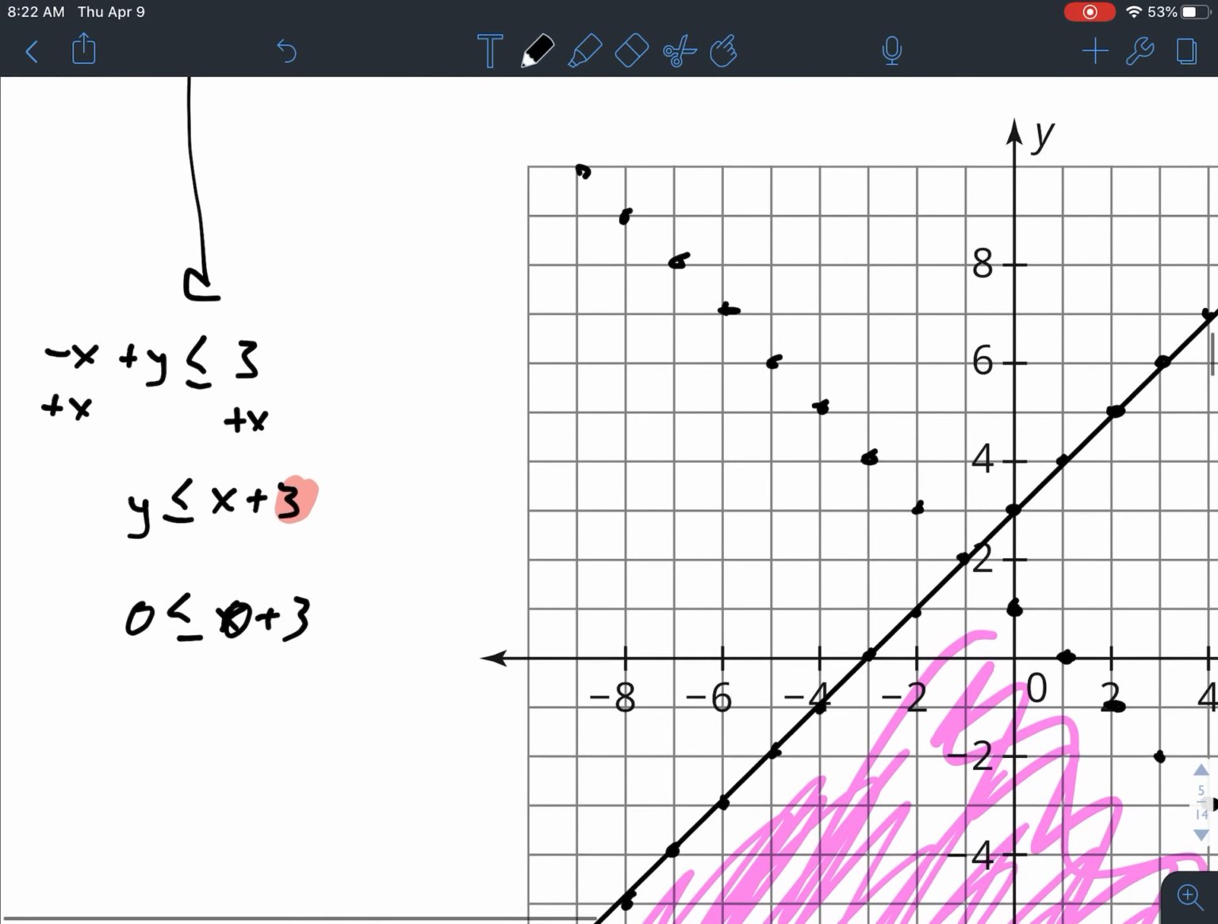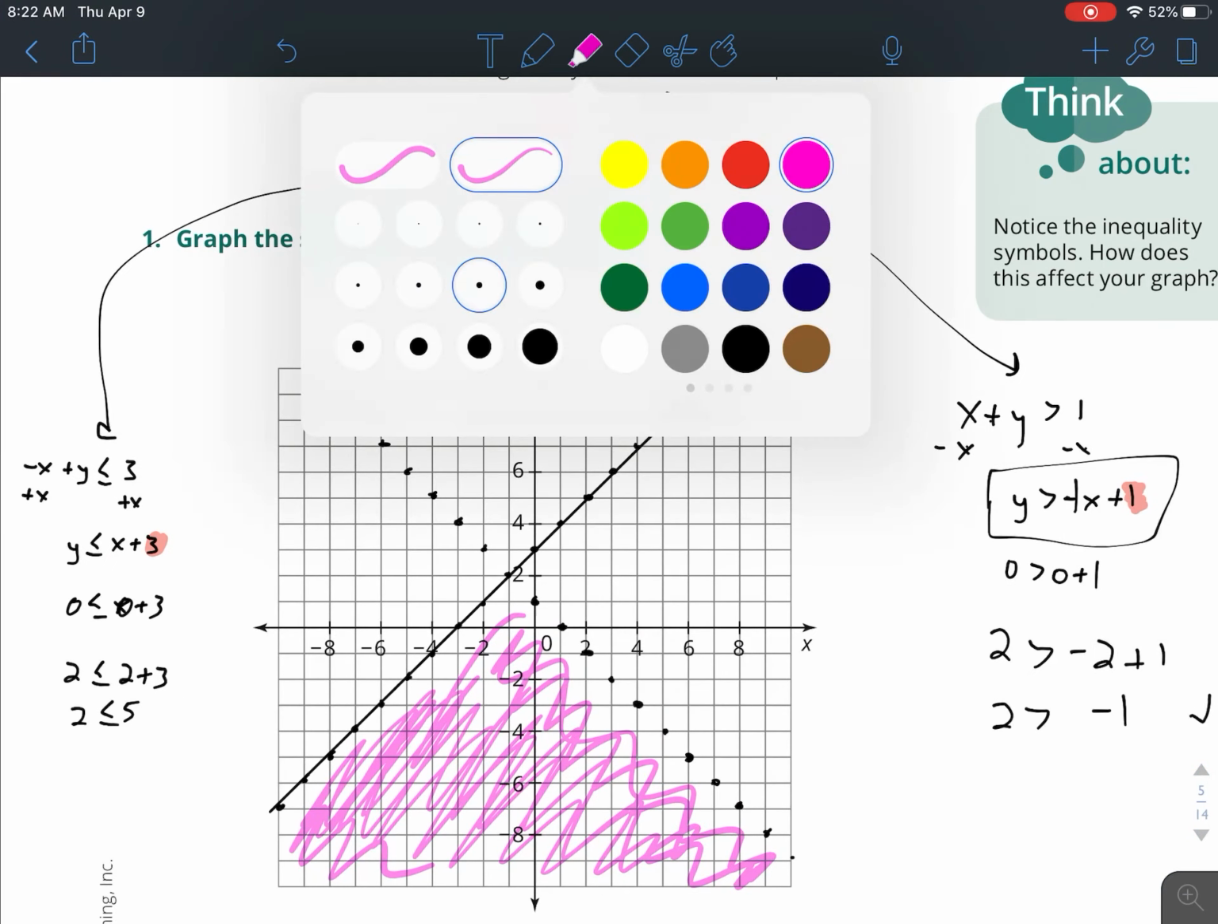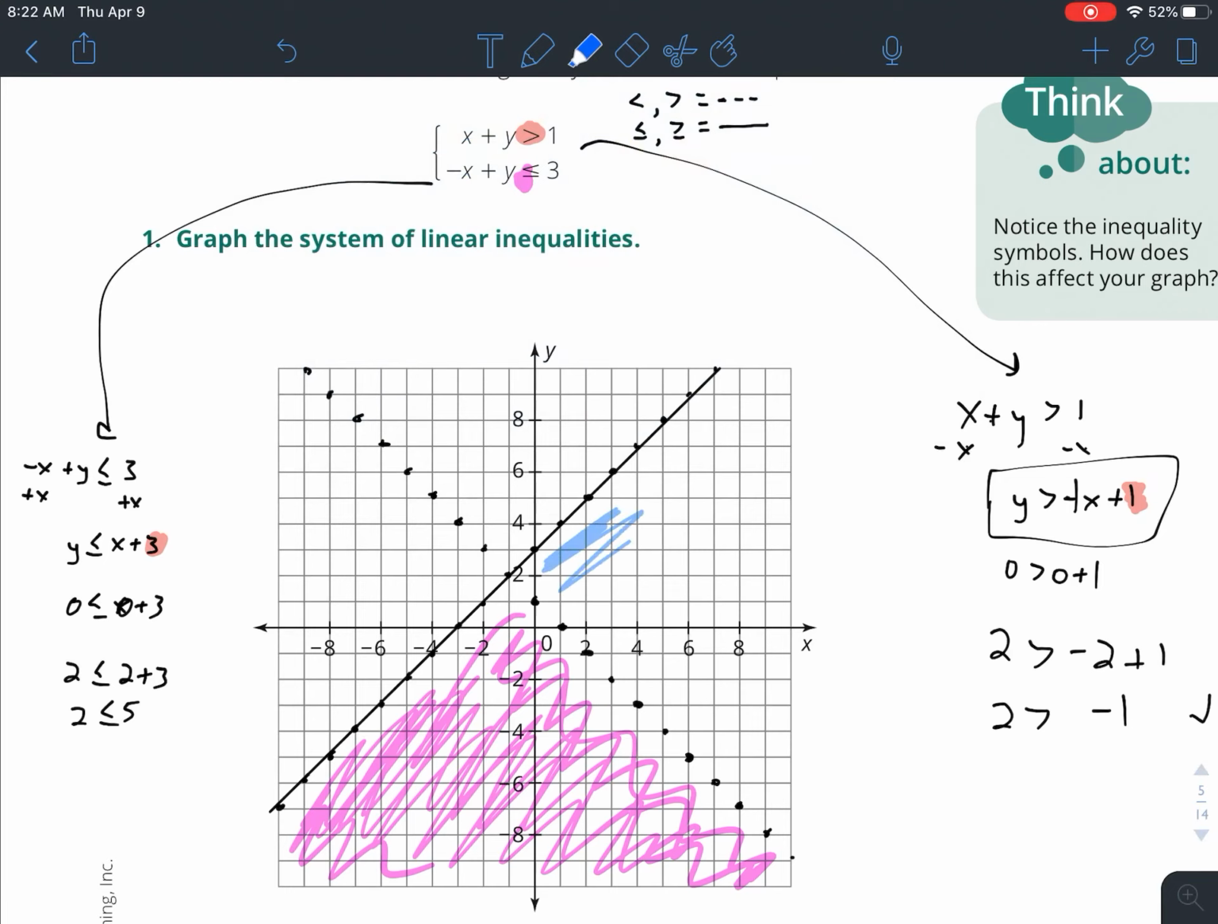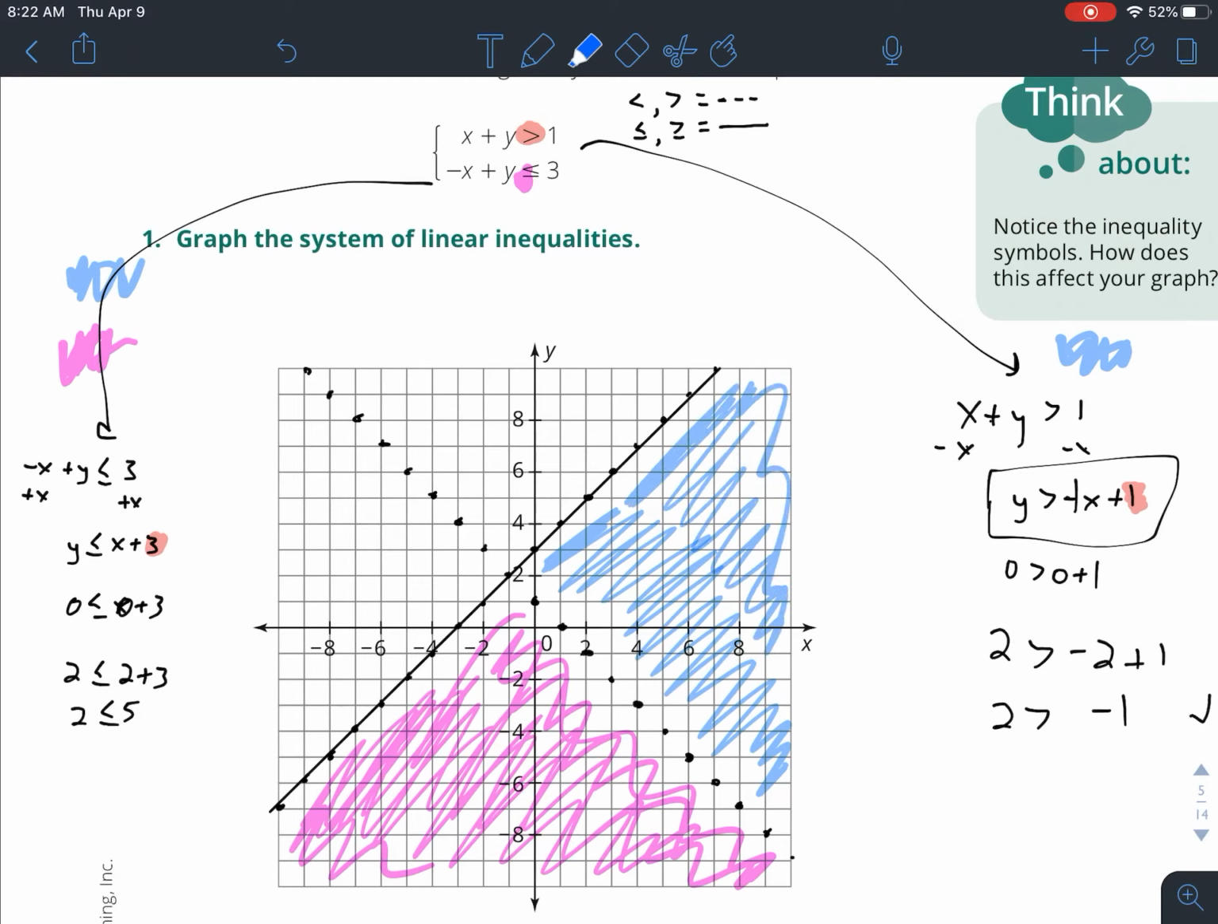We do it over here. 2 is less than or equal to 2 plus 3. That's 5. So 2 is less than or equal to 5. That's true. So I'm going to shade this color blue on this side because that works. Okay, so pink. I'm going to do this. Pink works for this side. Blue works for this side and this side. And then we're going to test the other 2 squares and see if any of them work.